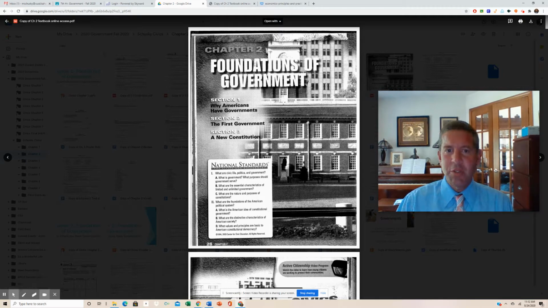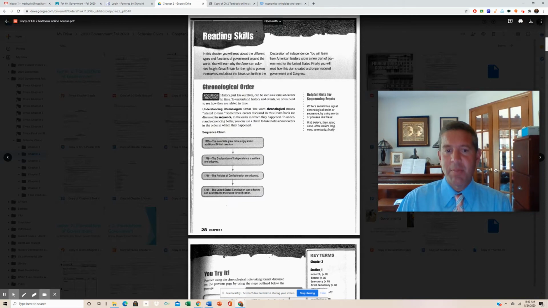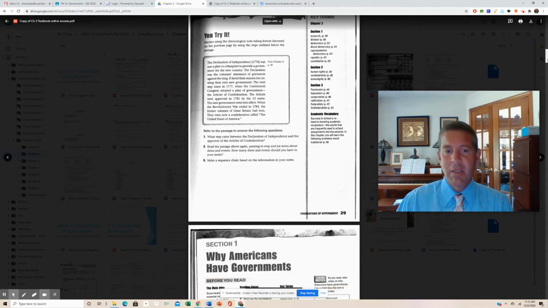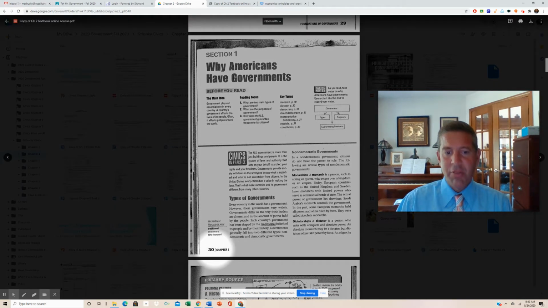So this is Chapter 2 in our Government or Civics textbook. Chapter 2 begins on page 26. So today I'm going to walk us through in our textbook the Chapter 2, Section 1 notes that we will be covering. So we'll start on page 26 in our text, and the first couple of pages of Chapter 2 are introduction. And the actual chapter and text begins here on page 30.